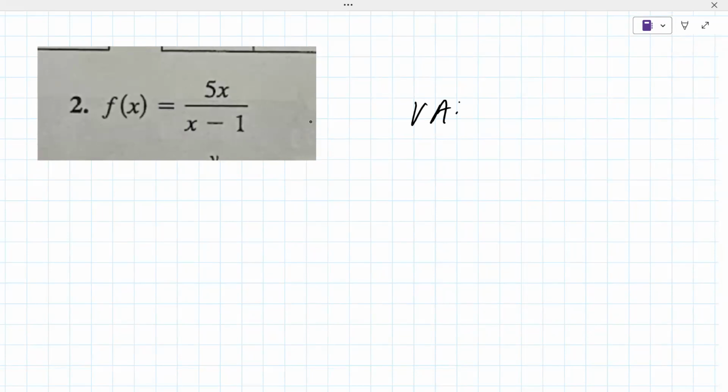The vertical asymptote is going to be 5. X equals 5. No. What do you set equal to 0? We just did this in the previous problem. You set it to 0 by adding 1 to both sides. Which do you set equal to 0?